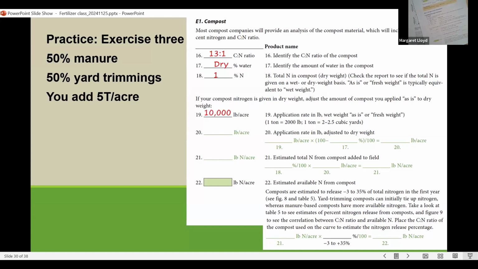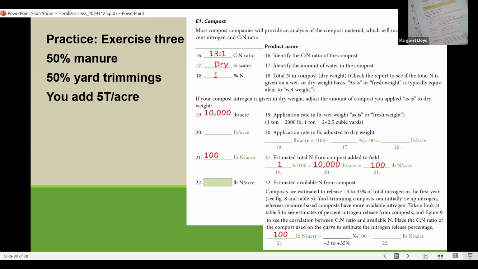Okay. Now, if the application rate is in pounds, so we've got 5 tons to the acre, so that's 10,000 pounds. And the application rate adjusted for dry weight is going to be the same. I'm not going to adjust it. So estimate total N from the compost added to the field. So it's going to be 1% times 10,000 pounds is going to give me 100 pounds. So the total N applied is 100 pounds.